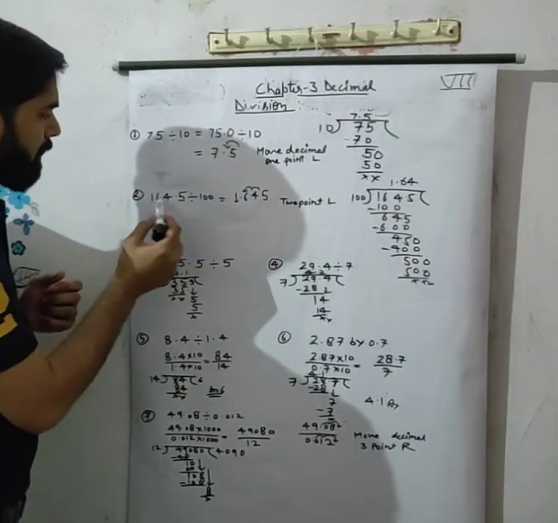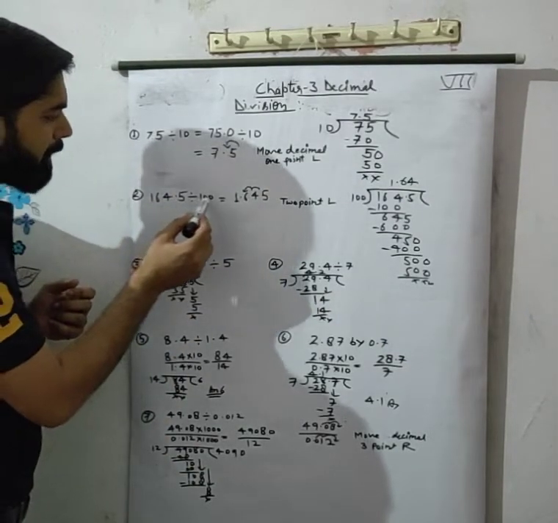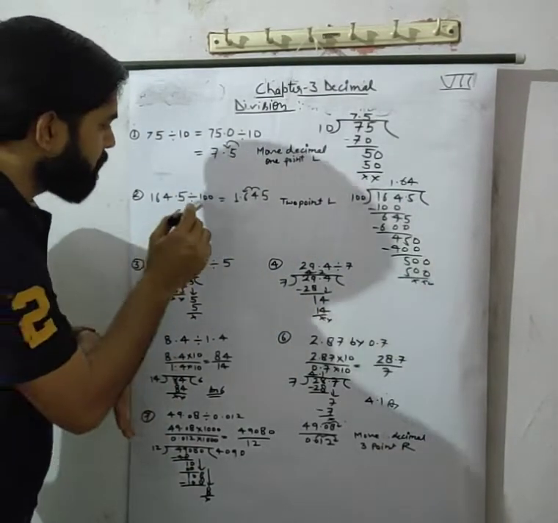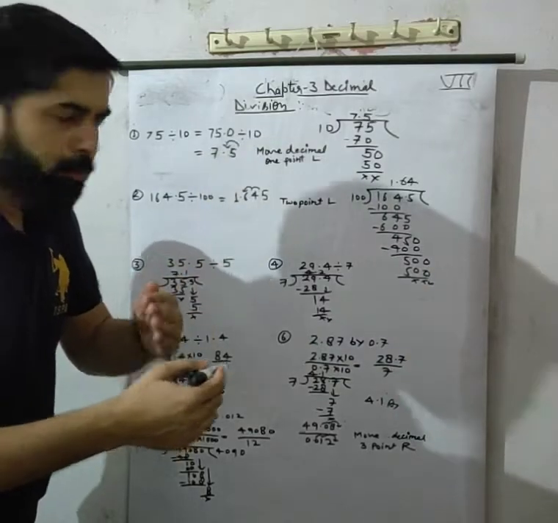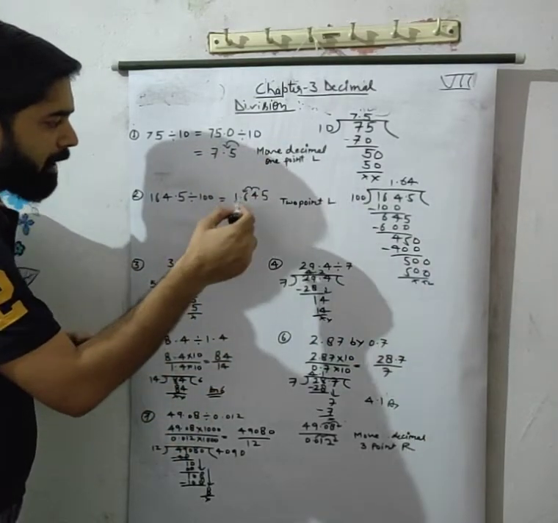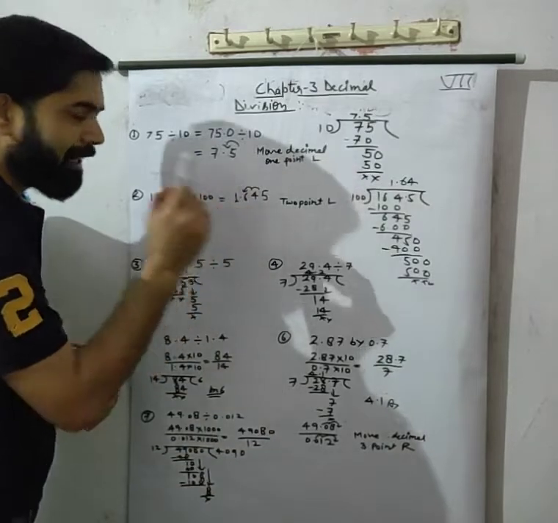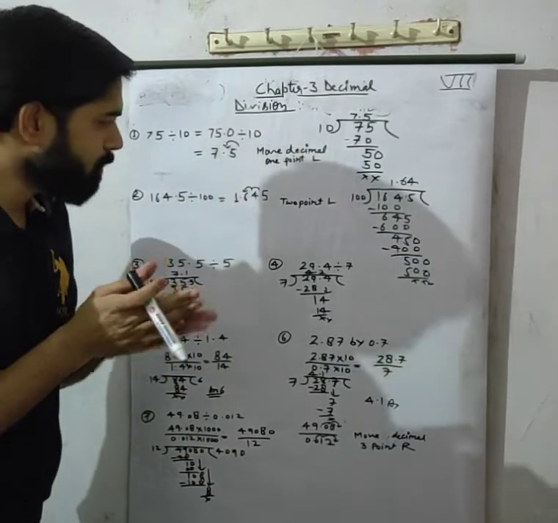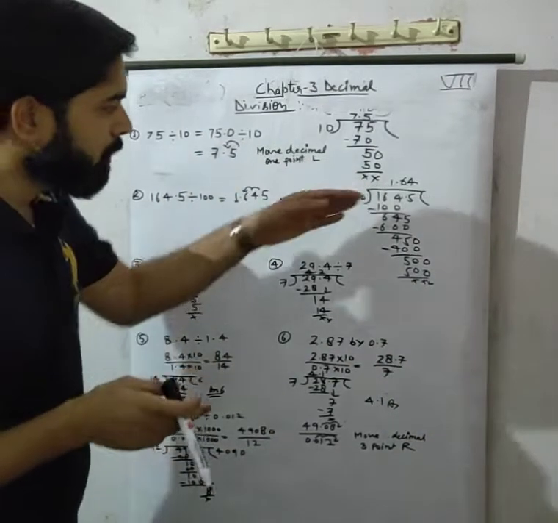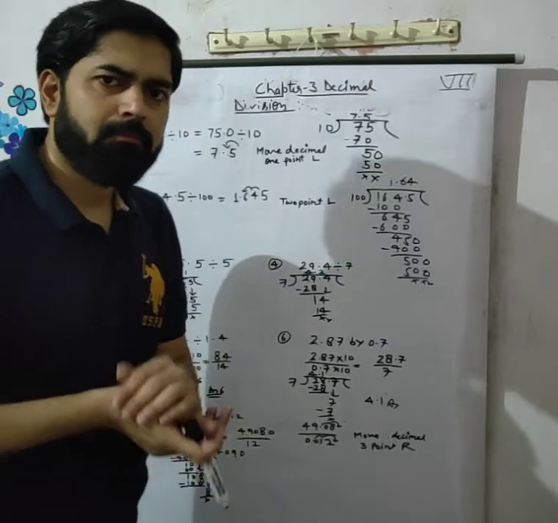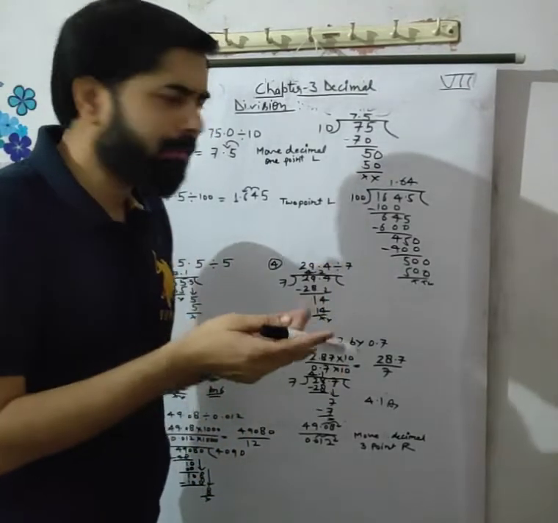Now the second question: 164.5 divided by 100. How many zeros? Two. When you move the decimal 2 points to the left side, we get 1.645. From here to here, 2 points. So this is 1.645. Now you can divide by the simple division method.